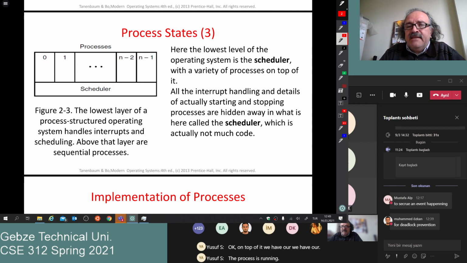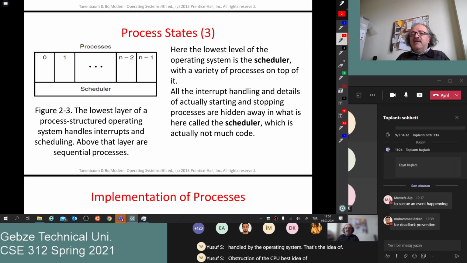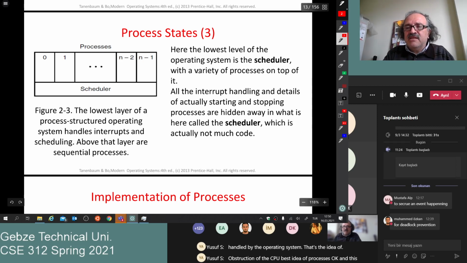Okay, and as we said before, none of those processes know anything about the scheduling. None of them says that it is my turn to use the CPU now. None of them says that I am waiting for an interrupt to happen. All of this stuff is handled by the operating system. That's the idea of abstraction of the CPU. That's the idea of processes. And the scheduler makes it possible.